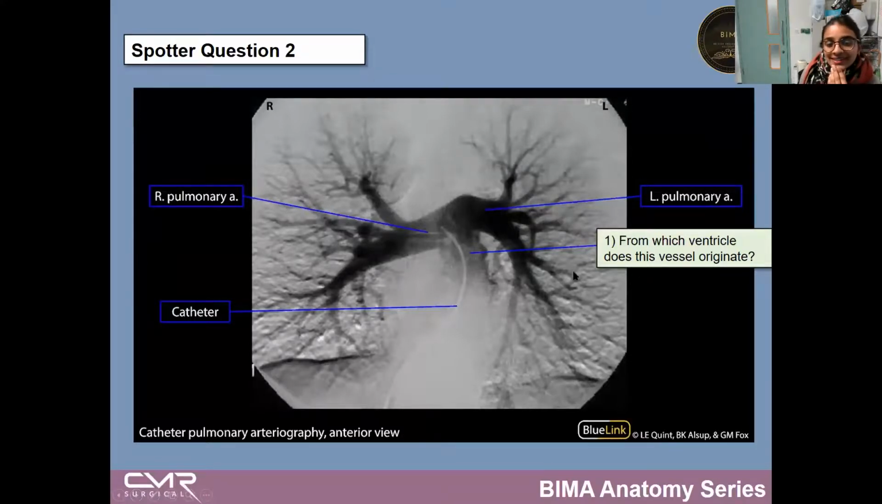Then we've got a CT PA over here. From which ventricle does this vessel originate? So this is again your pulmonary trunk. Which ventricle does this vessel originate from?